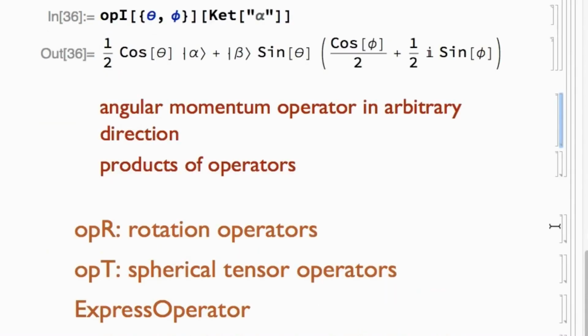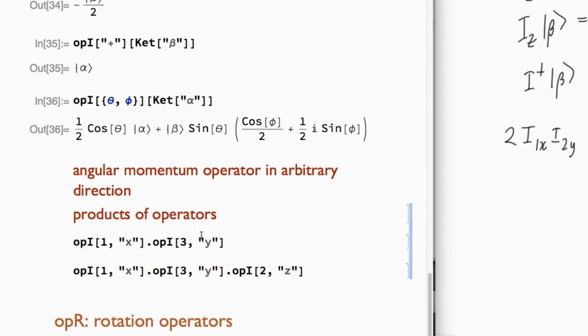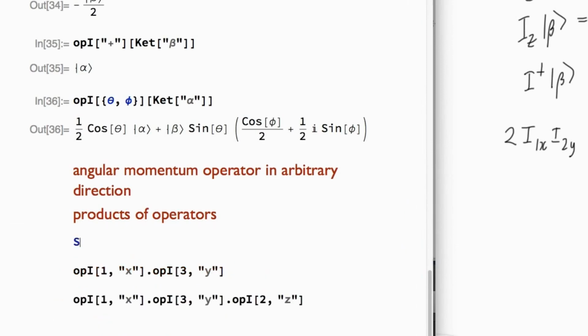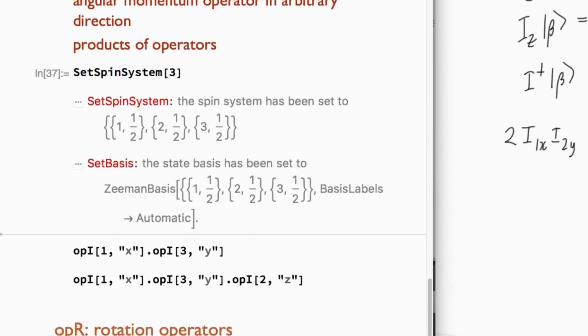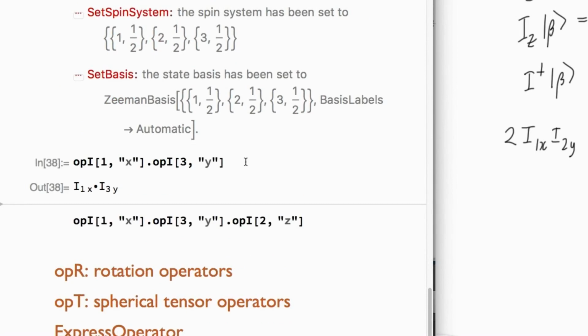Now you can also multiply operators together. We've already seen a bit of that. Many of you who have done some NMR theory will start to be familiar with operators which are products of angular momentum operators for different spins. In SpinDynamica, such operators are constructed using the dot construction. So if I make sure that we're using a spin system of 3 spins a half, for example, I can take the product of x and y for spin 1 and spin number 3.